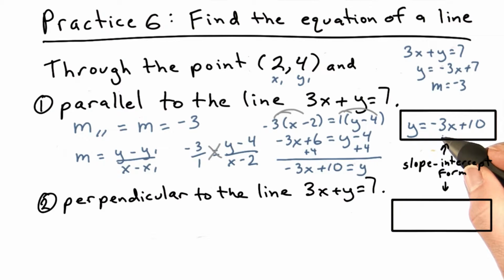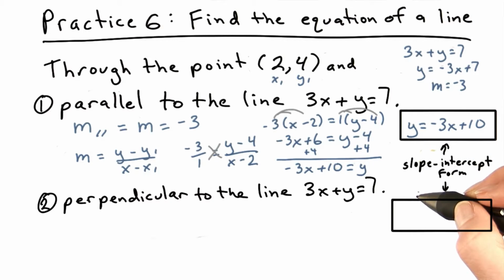And one quick check: we know that the slope of the parallel line is the same as the slope of the original line, and since we put the answer in slope-intercept form, I can verify that it has the same slope. Now, what about the perpendicular line?